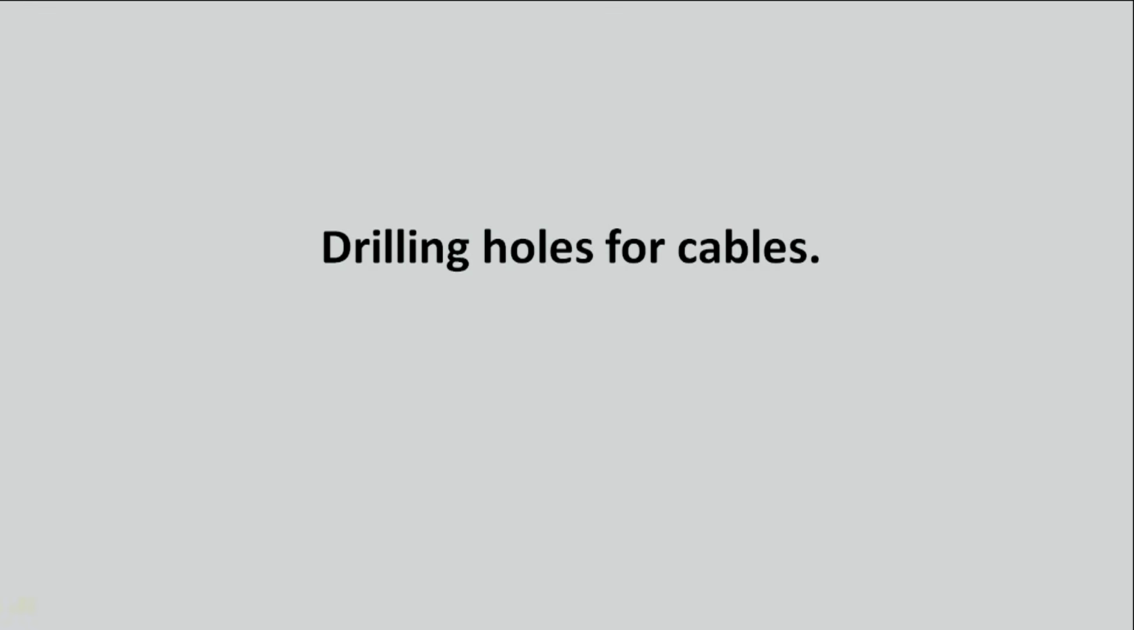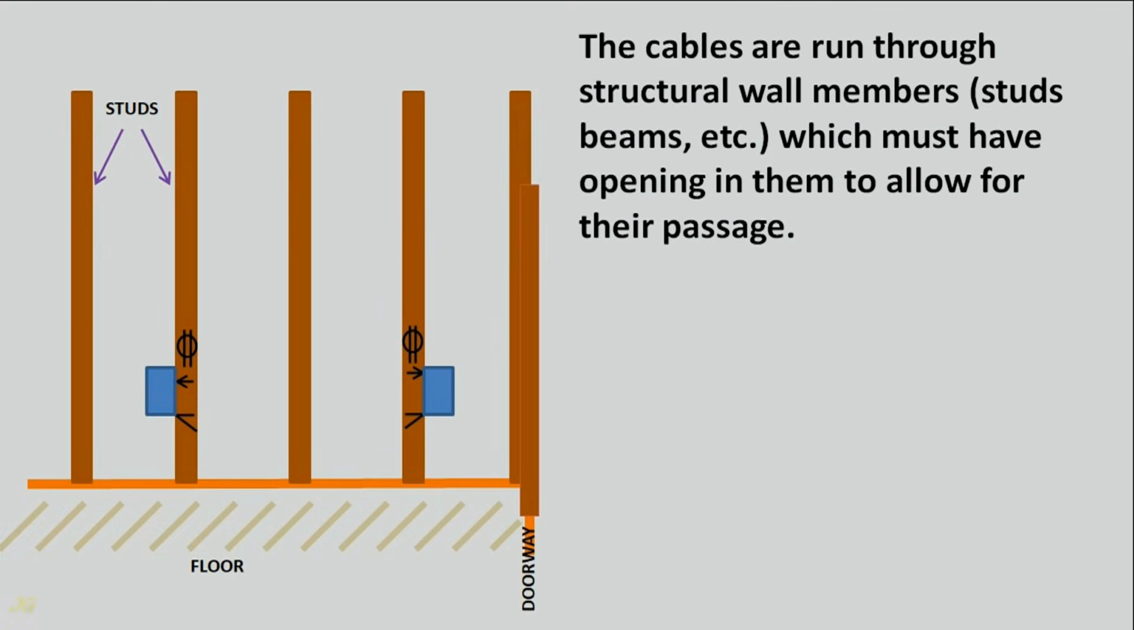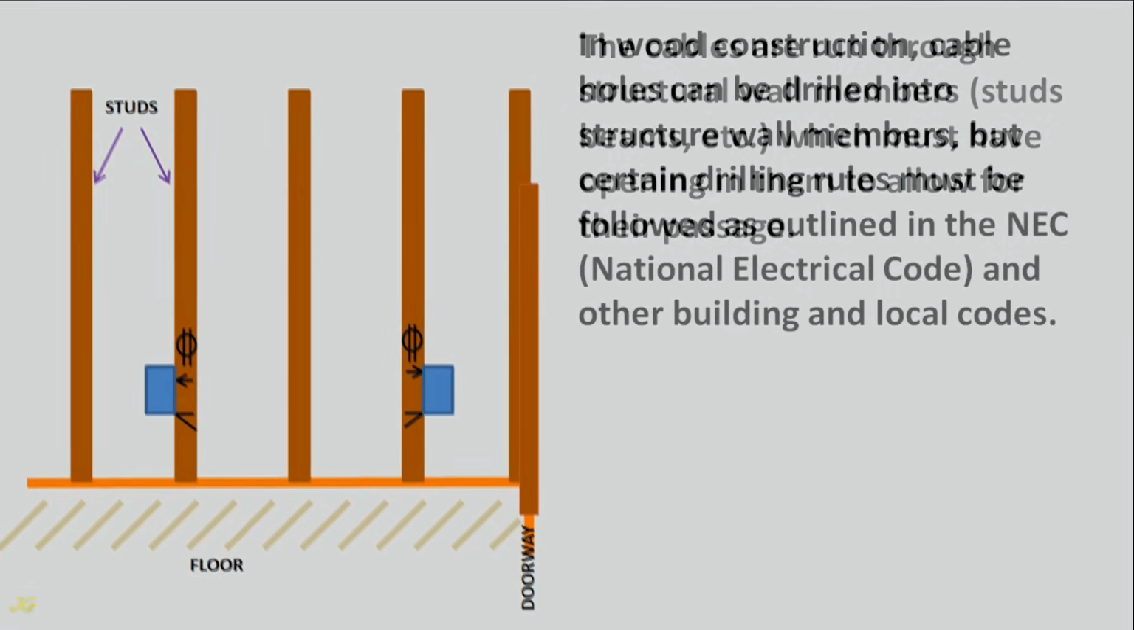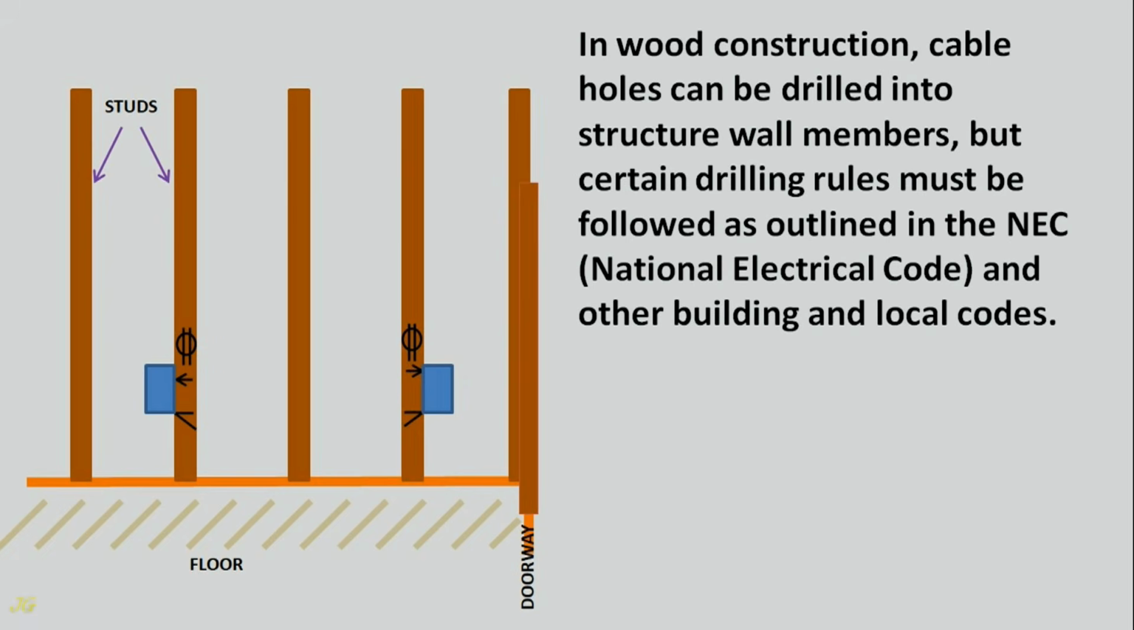Drilling holes for cables. The cables are run through structural wall members, studs, beams, etc., which must have openings in them to allow for their passage. In wood construction, cable holes can be drilled into structural wall members, but certain drilling rules must be followed as outlined in the NEC and other building and local codes.